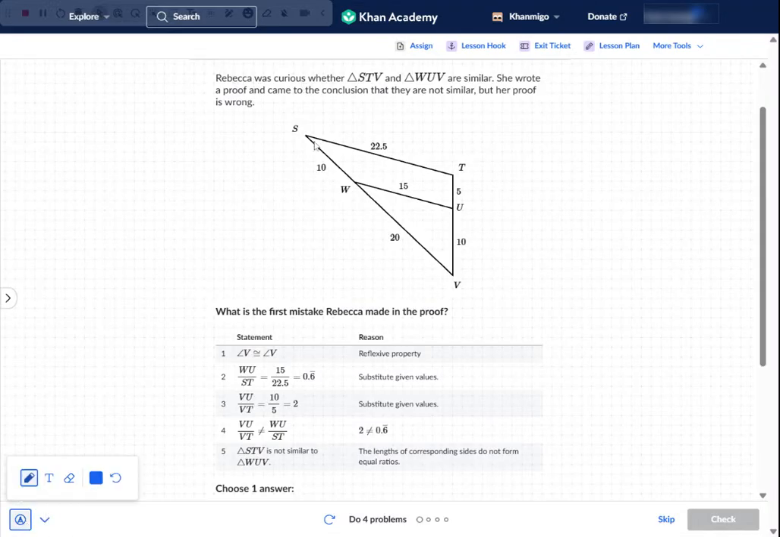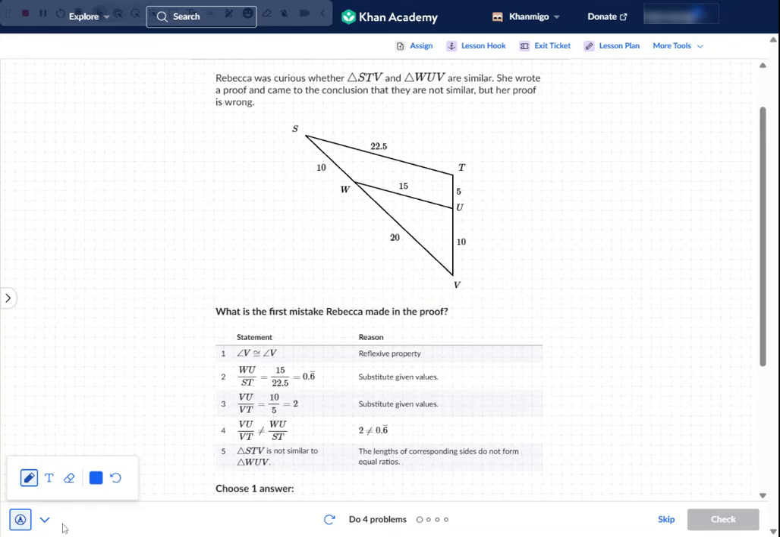Rebecca was curious whether triangle STV and triangle WUV, so the big triangle versus the small triangle, are similar, so she wrote a proof and came to the conclusion that they are not similar, but her proof is wrong. Oh no. What is the first mistake that she made in her proof? Okay, so let's see. She said first, angle V is congruent to angle V.